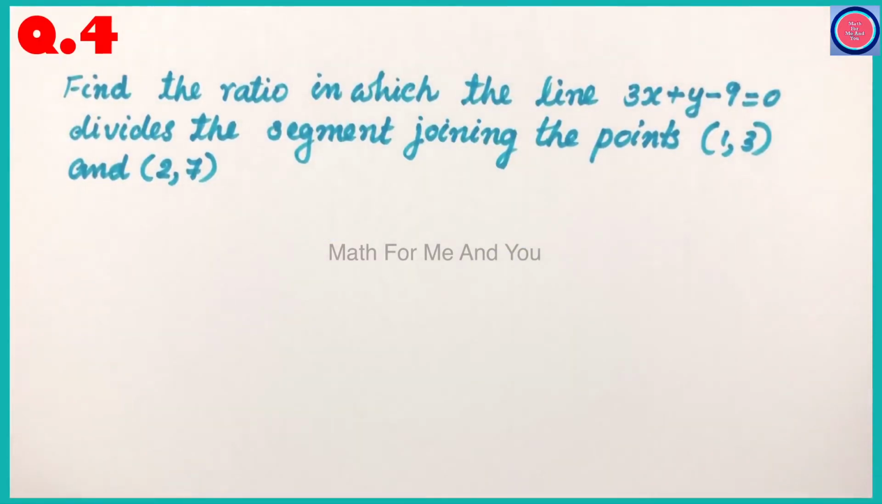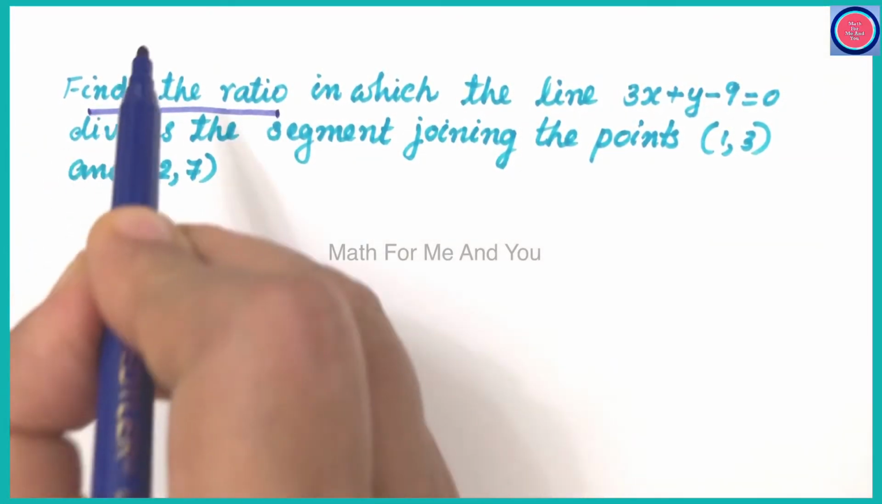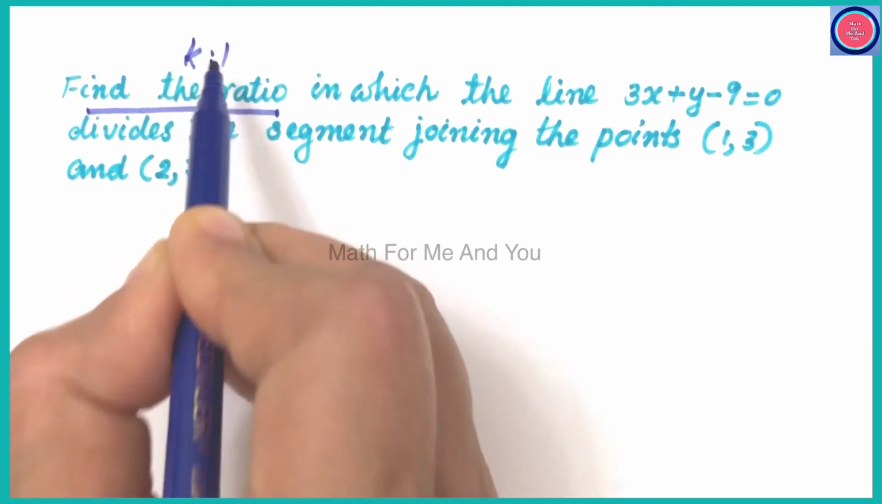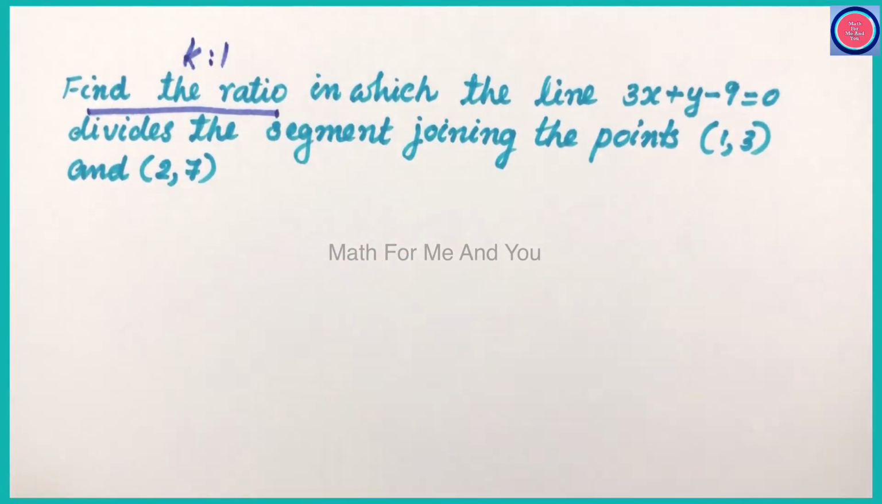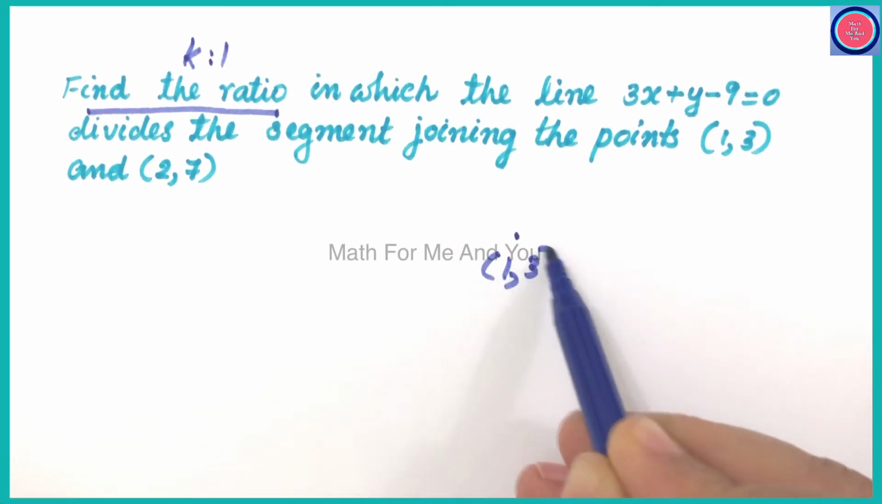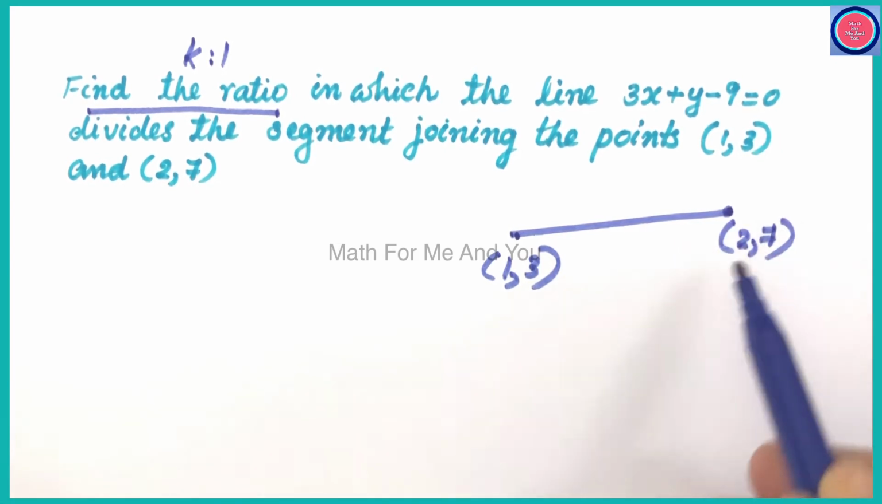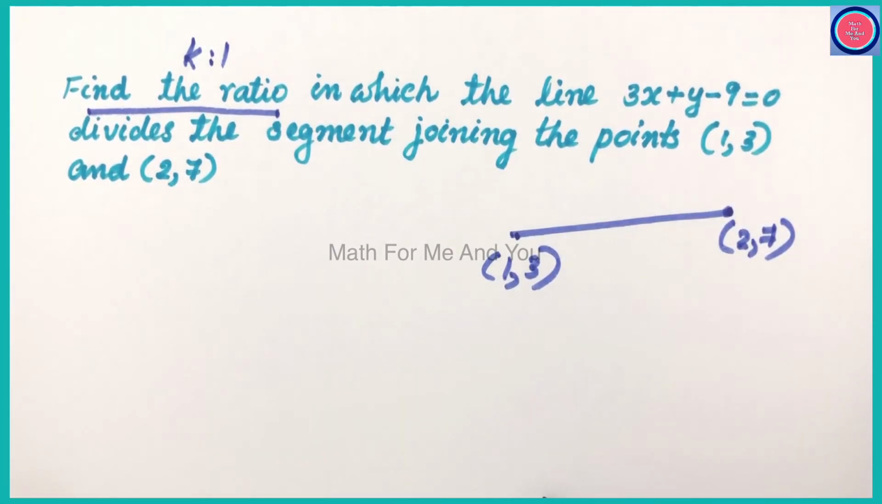Next one. Find the ratio in which the line 3x plus y minus 9 equals 0 divides the segment joining the points 1, 3 and 2, 7. Here also we need to find the ratio. How can we take the ratio? We take the ratio as k:1. You can see the points 1, 3 and 2, 7. So the line 3x plus y minus 9 divides this line segment, and the ratio we have taken as k:1, and we are going to find the ratio using the section formula.